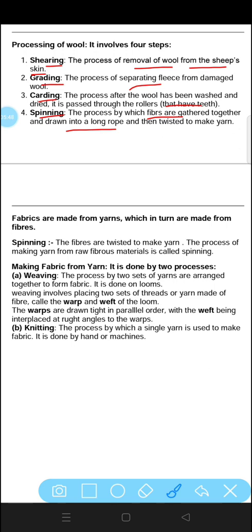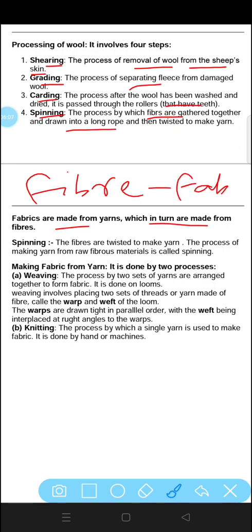Now, next is fabrics are made from yarns, which in turn are made from fibers. The basic thing is fiber. From fiber we get fabric. Means fiber is the basic thing from where we get fabrics. Fabrics are made from yarn, which in turn is made from the fibers. Fibers are used to make fabrics.